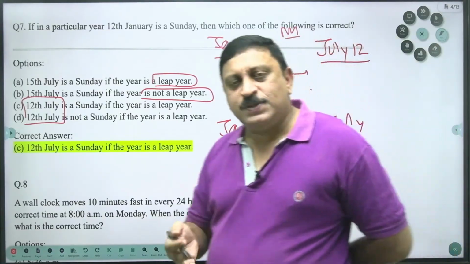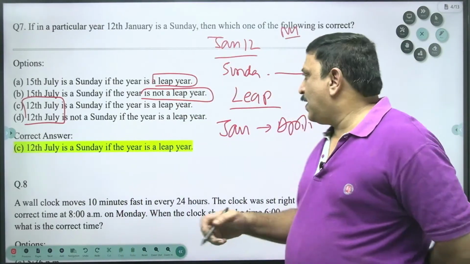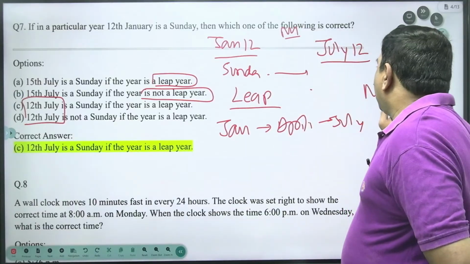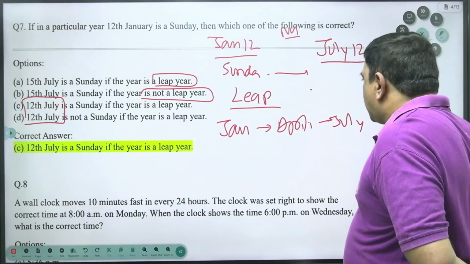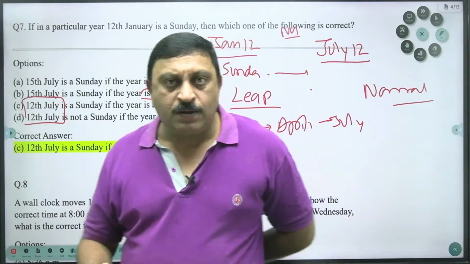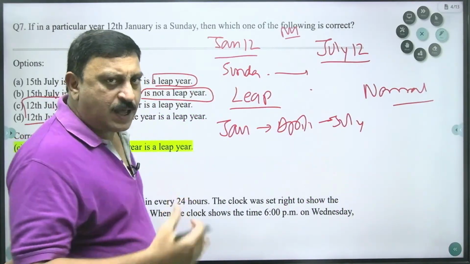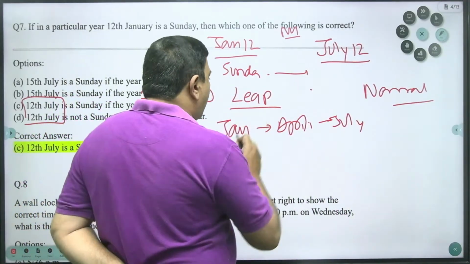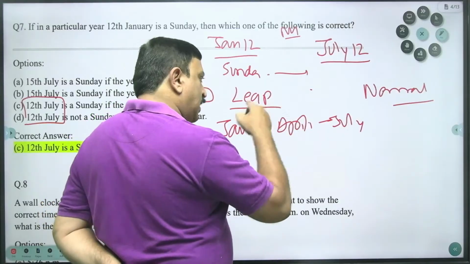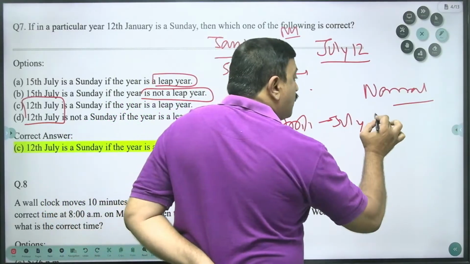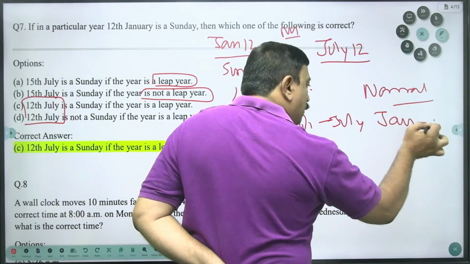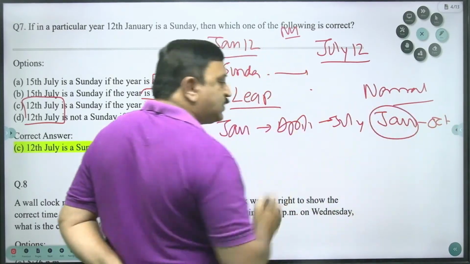January always pairs with April and July in a leap year. In a normal year, you have to make this inference while learning, and in our classrooms we do the same thing. That is, January pairs with April and July in a leap year. The same January in a normal year pairs with what? October.